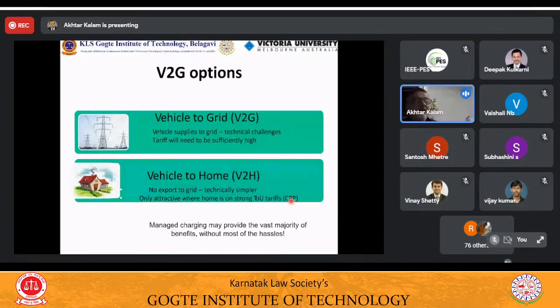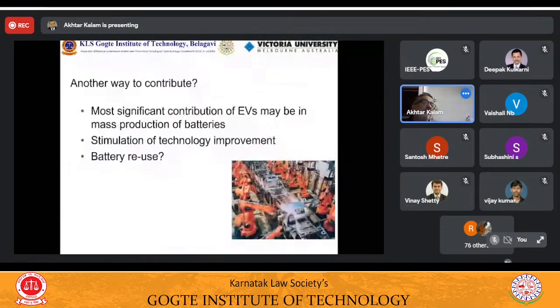Now, if you look at another way, it would be the most significant contribution if electric vehicles are in mass production of batteries. So the simulation of technology is improvement, and you can keep on reusing the battery. So this will be the most important thing.